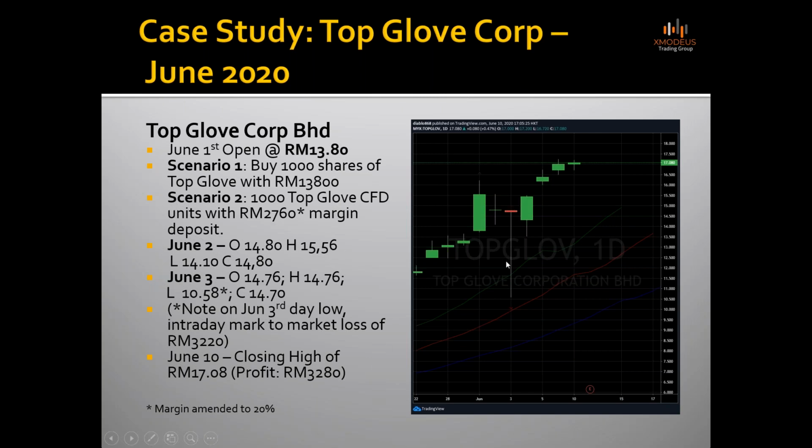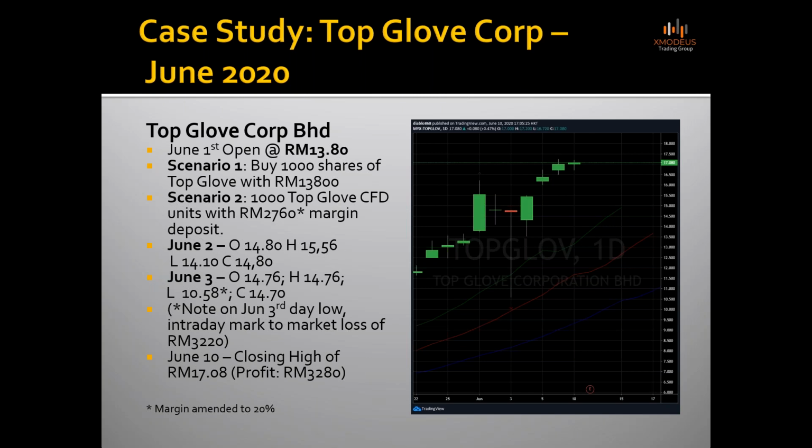Top Glove was very resilient. Actually, it dropped to a low of 1085, which I put an asterisk here. So note on June 3rd, the intraday low, you had a mark-to-market loss of 3,220. Okay, so this is something that you need to know. Share CFDs, shares can move quite a lot, even on an intraday basis. So in terms of the intraday loss on June 3rd, 3,220, if you had only a deposit of 2,760, it already exceeded your deposit.